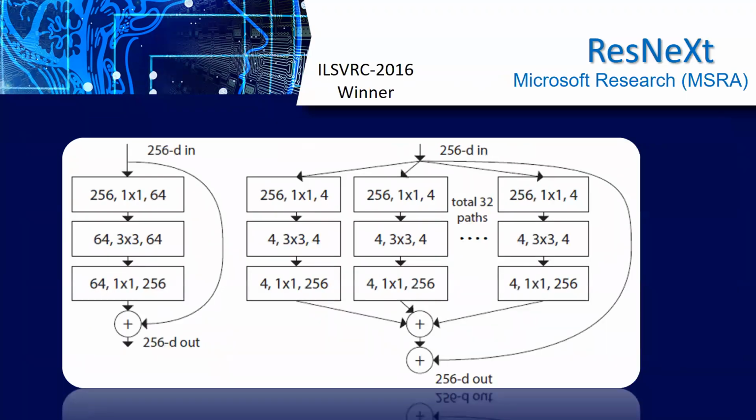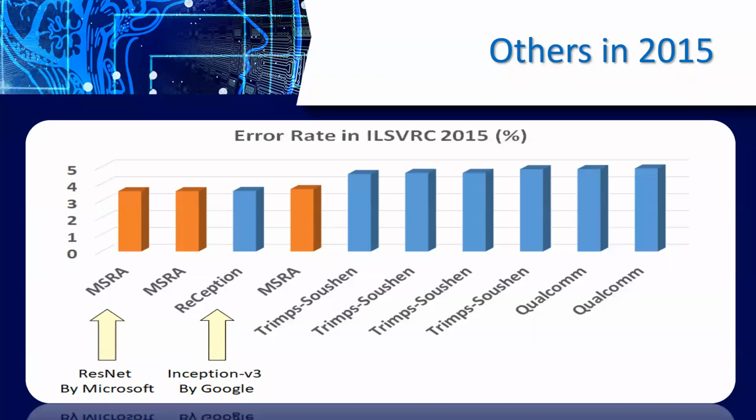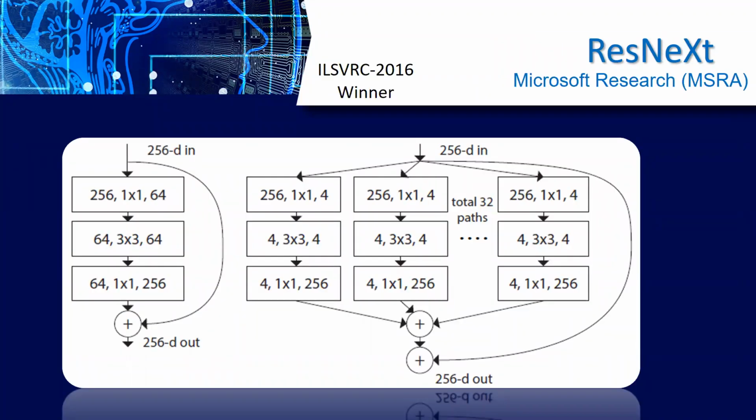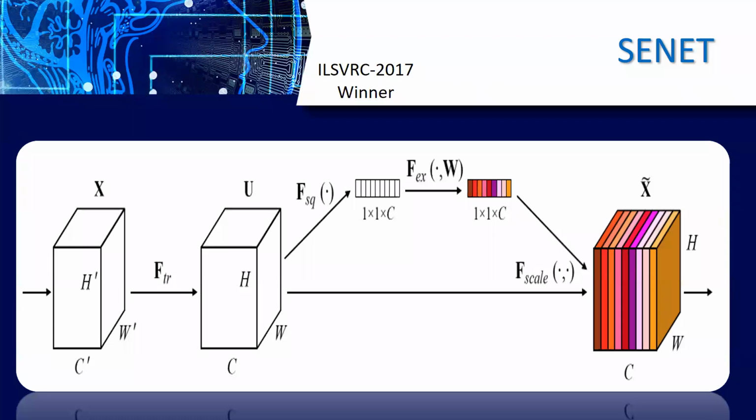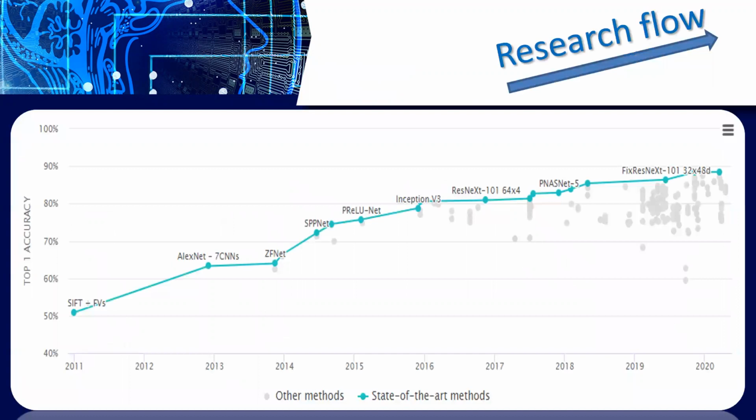Again, in 2016, again from Microsoft, the next one is ResNeXt. The previous one is ResNet, and this is the next one. Here they have introduced this network. And in 2017, this is from Senet, and you can see how the research goes, and you can see the accuracy levels here.